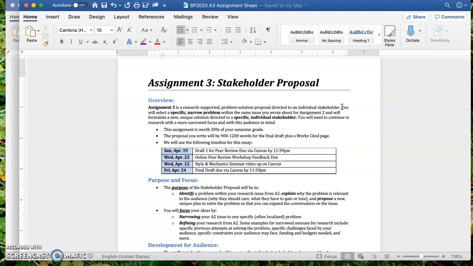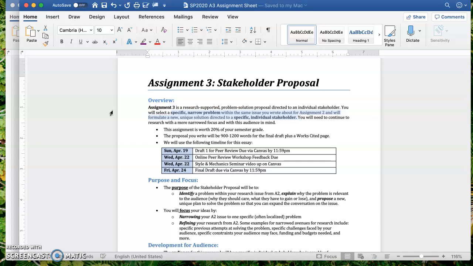For A2, your stakeholder was pretty broad, or it could be, right? Some of you picked, for example, parents that shop at King Soopers. Some of you picked that group as your stakeholder. For a proposal, we're going to narrow down both our problem and our stakeholder even more than what we did in A2. So in A3, I want you to write this proposal to a specific individual stakeholder.